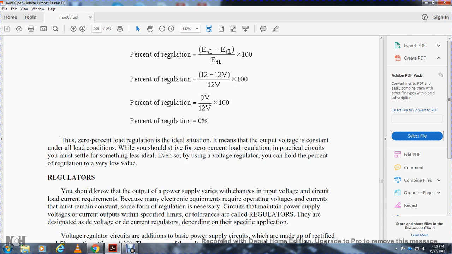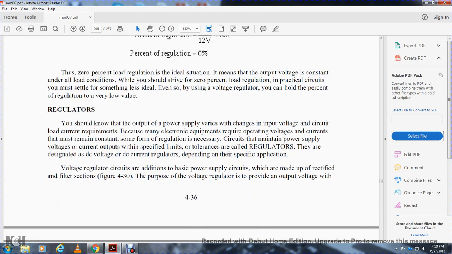A 0% load regulation is an ideal situation, meaning the output voltage is constant under all conditions. While you should strive for 0% load regulation, in practice you must settle for something less than ideal. Even so, by using a voltage regulator, you can hold the percent regulation to a very low value.